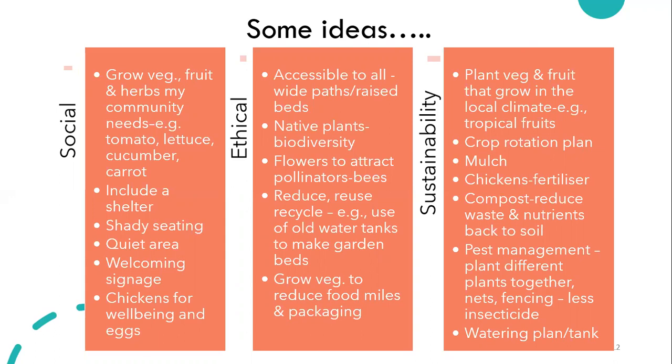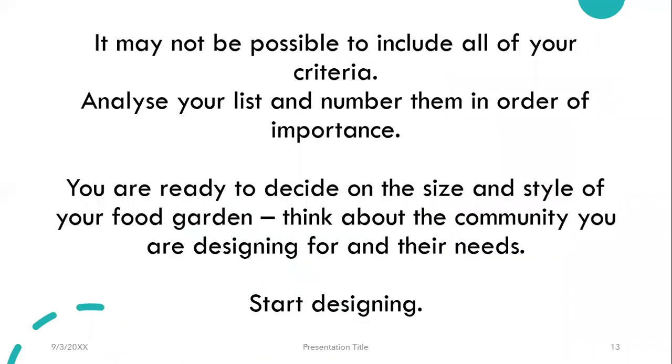Here are some ideas, and you have this worksheet so you can look back at these ideas and add some more of your own. Remember, it may not be possible to include all of your criteria. Analyze your list and number them in order of importance. Once you've done that, you're ready to decide on the size and style of your food garden, thinking about the community you are designing for and their needs, and then start designing.